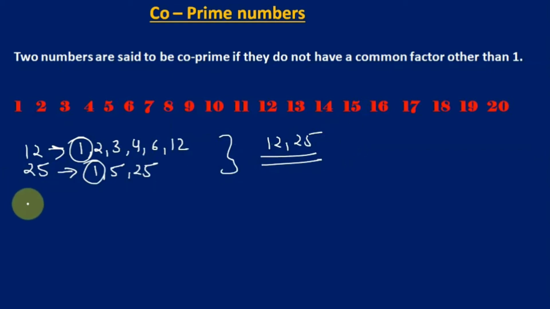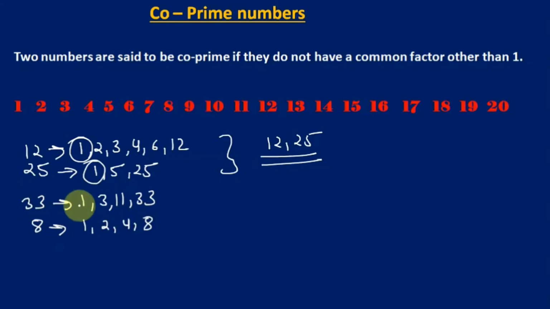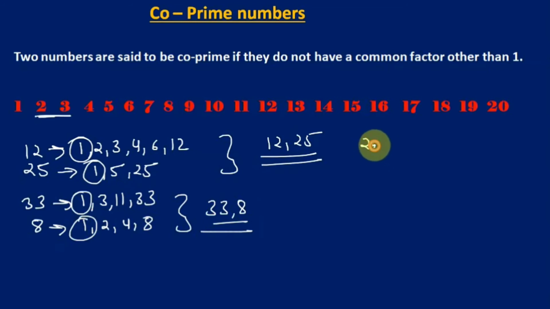Now let's take another example like 33 and 8. So the factors of 33 are 1, 3, 11 and 33, and the factors of 8 are 1, 2, 4 and 8. So between these two numbers also 1 is the only common factor, so this is also a co-prime pair. Okay, now let's take some example like 2 and 3. So the factors of 2 are 1 and 2, and factors of 3 are 1 and 3. So between them 1 is the only common factor, so this is also a co-prime pair.